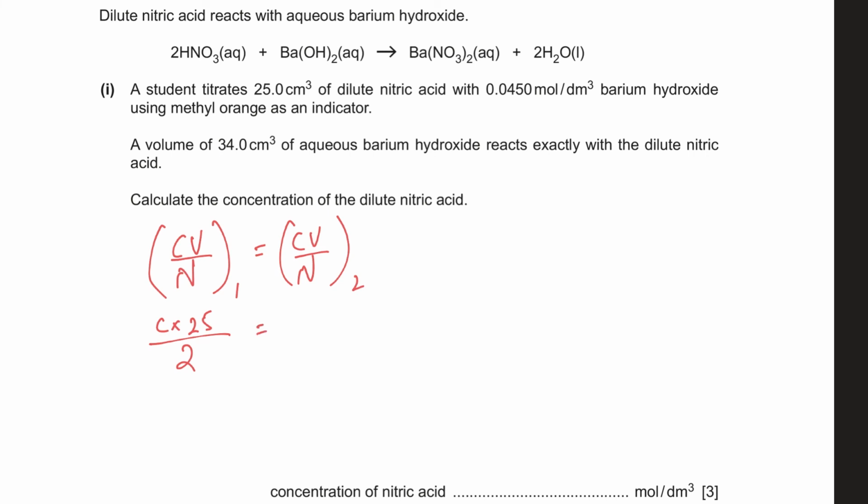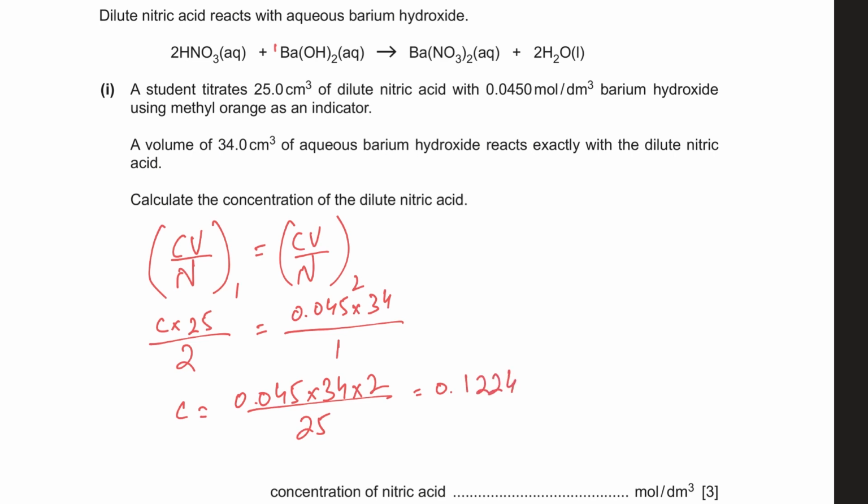Similarly, you have 0.045 here times the volume, that is 34, divided by the number 1. You solve this, it comes out to be 0.045 times 34 times 2 divided by 25, and that gives me 0.1224 mol per dm³, and that's my answer.